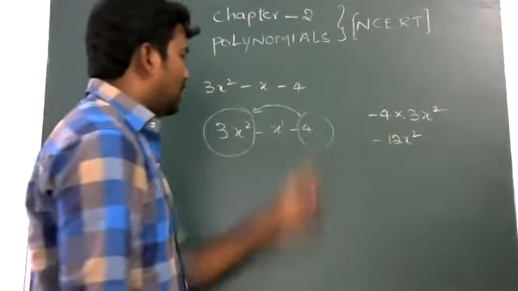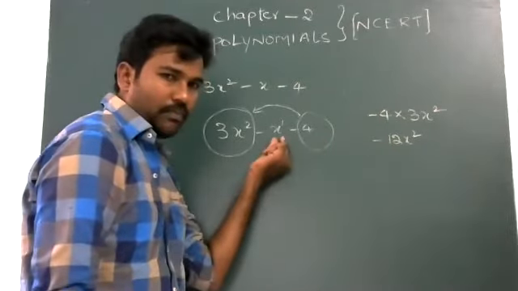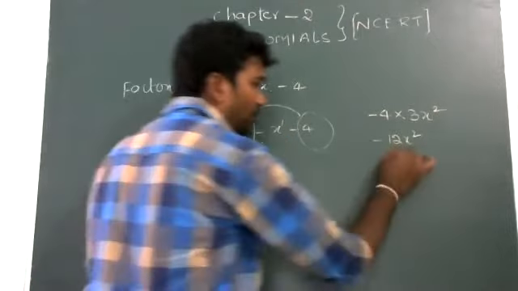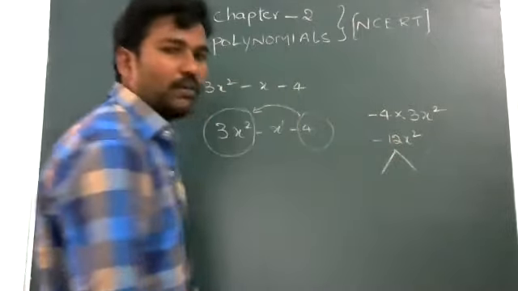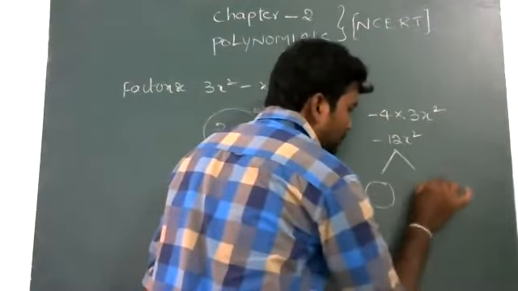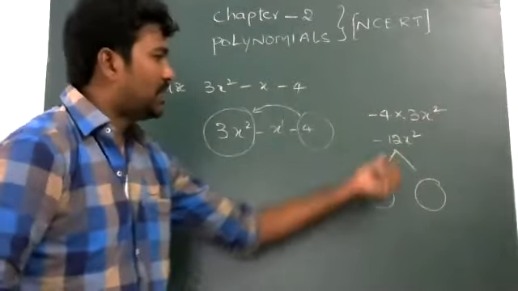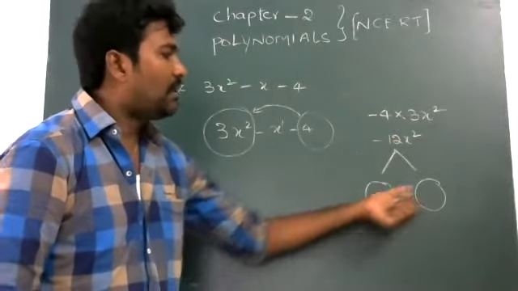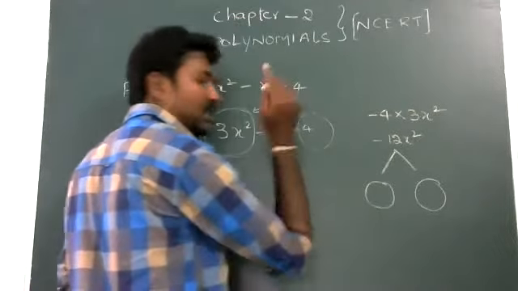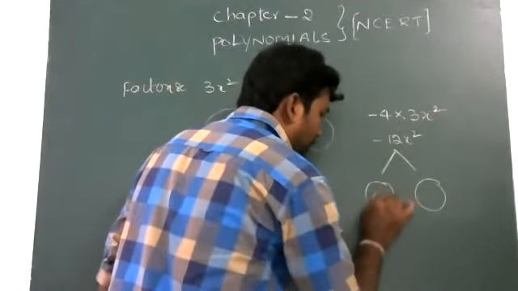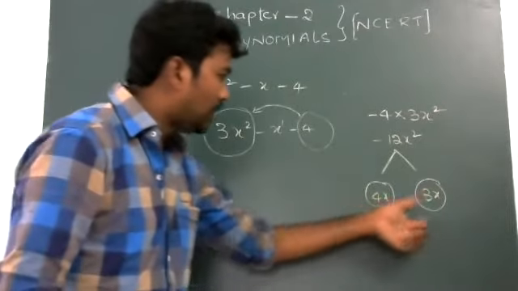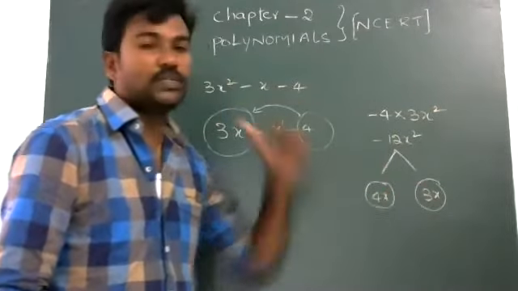Now here you can use splitting middle term. Finally, we need minus x. So here you can take any two terms. The product of these two terms is minus 12x squared, and the sum or difference of these two terms is minus x. Here you can take 4 and 3: 4 times 3 is 12 and the difference is 1. So 4x and 3x. Now 3 into 4 is 12, x into x, 12x squared completed.